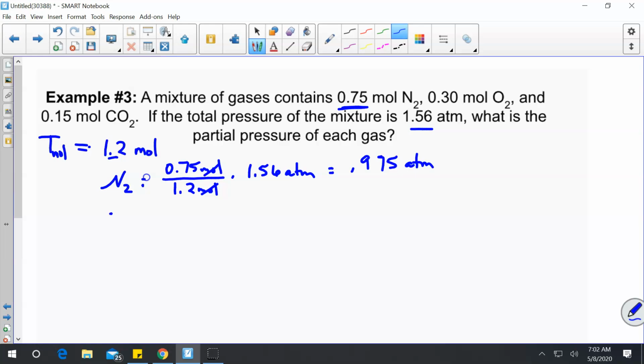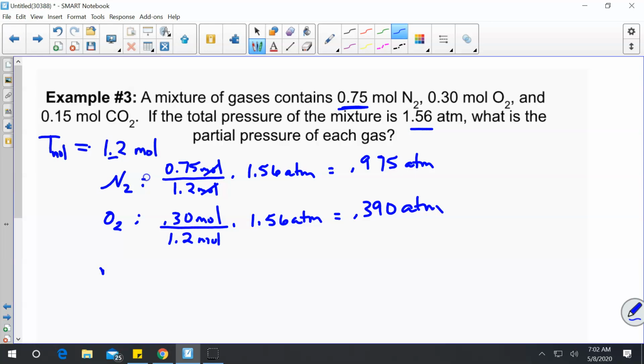So then I just need to do it for the remaining oxygen. It is 0.30 moles over the total number of moles in there times the pressure of the total container. This equals 0.390 atmospheres.